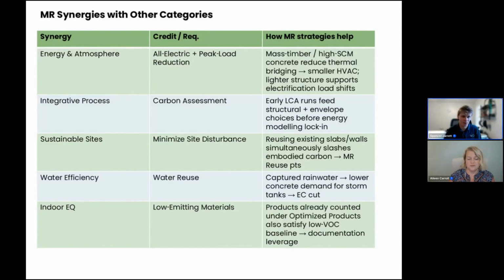And then lastly, the low emitting materials credit in the indoor EQ category. This was already counted under the optimized products credit, but now it will also satisfy the low VOC baseline. So sort of looking at some of the same data there for those two credits. So it would make sense to maybe consider pairing that with some of these other MR credits that are related.